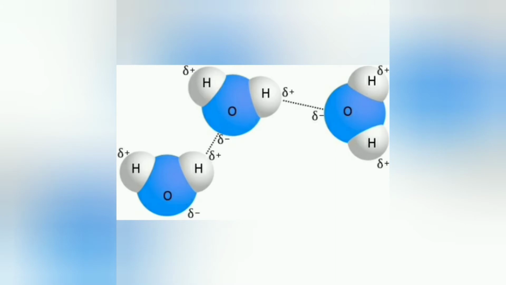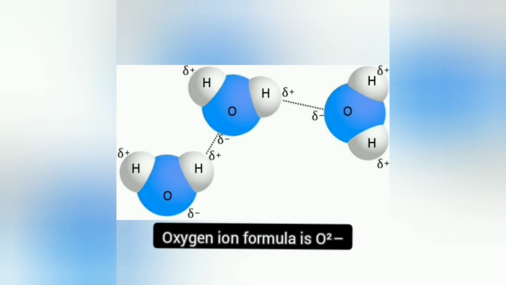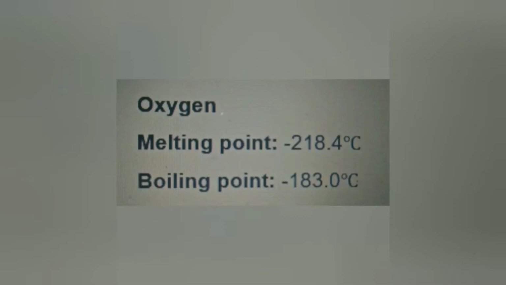The large values of the electronegativity and the electron affinity of oxygen are typical of elements that show only non-metallic behavior. The oxygen ion formula is O2-. The melting point of oxygen is negative 218.4 degrees Celsius, while the boiling point is negative 183.0 degrees Celsius.